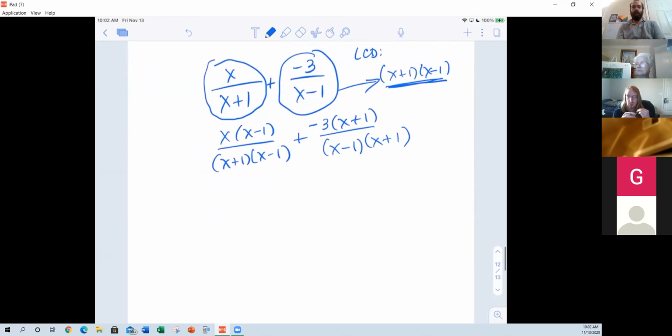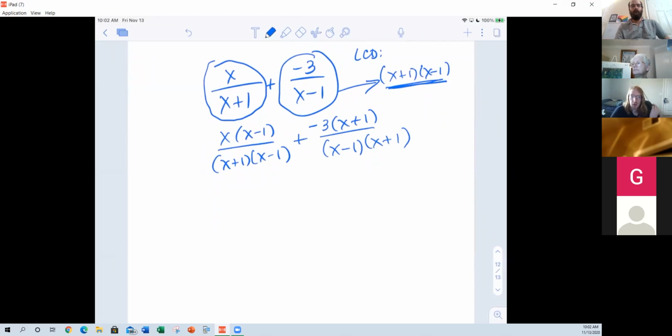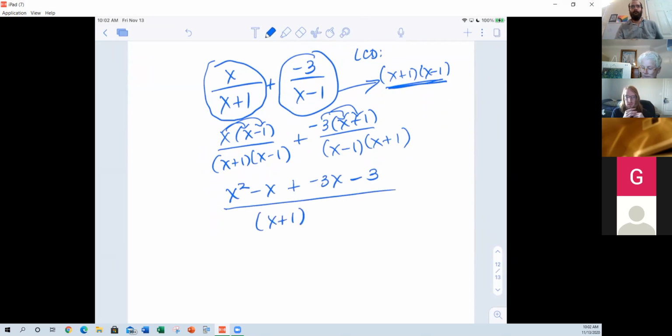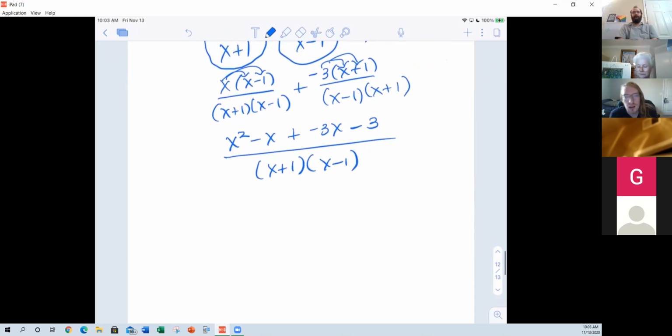Now what? We can distribute both parts of the numerator and then combine. So now what? Would you add the negative x together? The negative x plus, okay. x squared minus 4x minus 3.